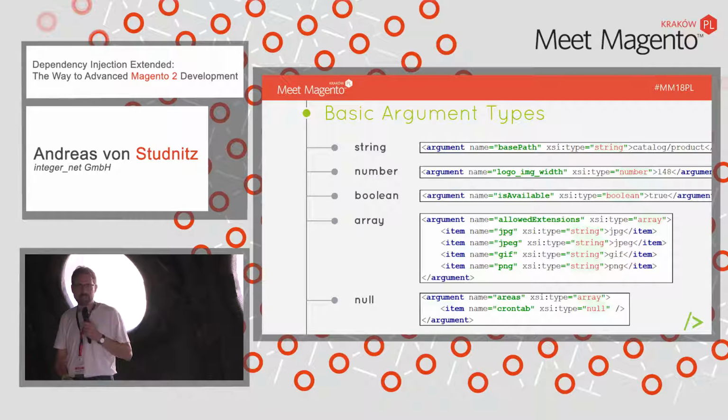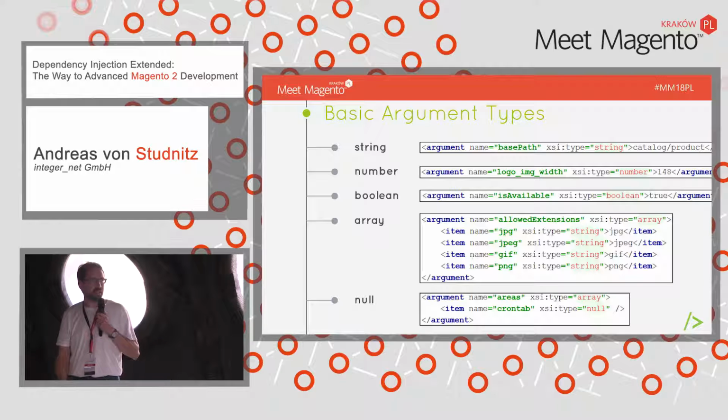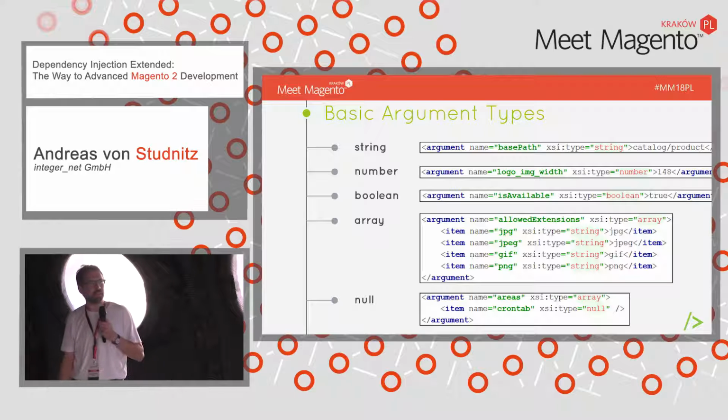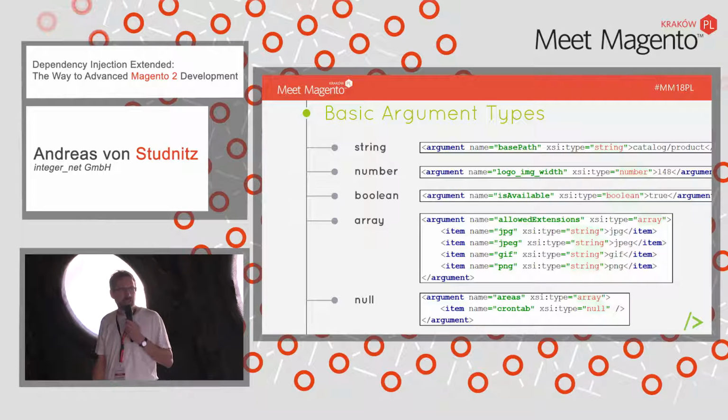So basic argument types we have available. You have already seen the string for the temp path. You can imagine a number, it's an integer. I think a float is possible as well. So if we don't want to have a string but a number, like here for the logo image width, you can use number as an argument type. You have a Boolean, I don't have to explain that, I think. Then we have an array, which can be nested, but doesn't have to.